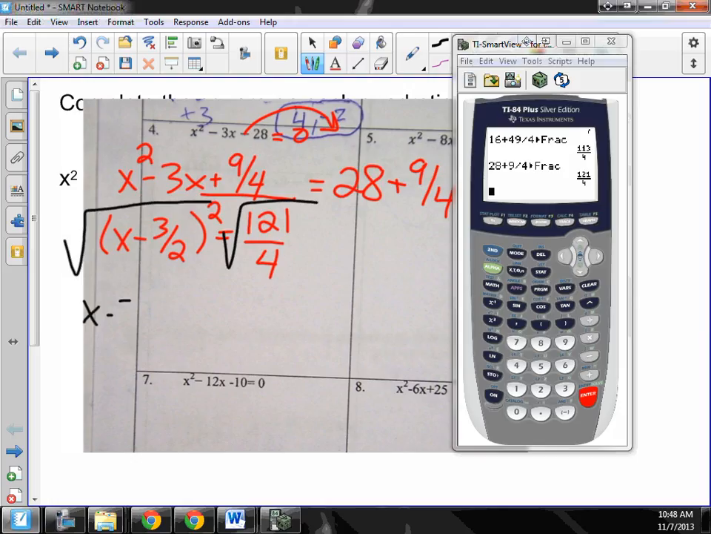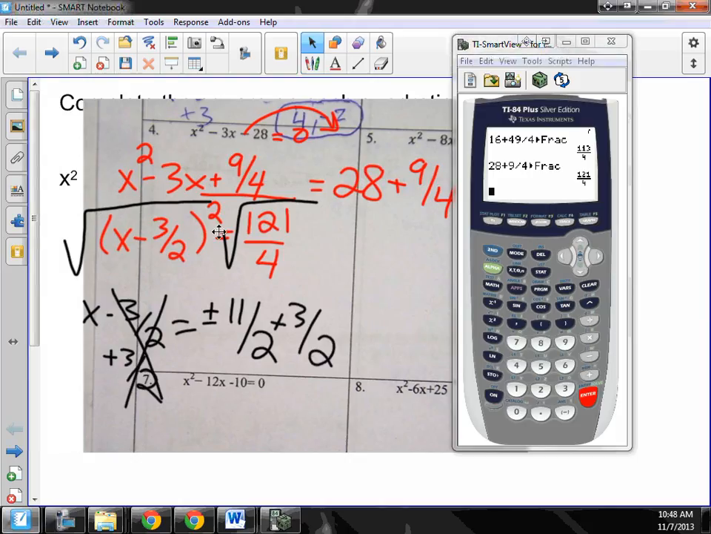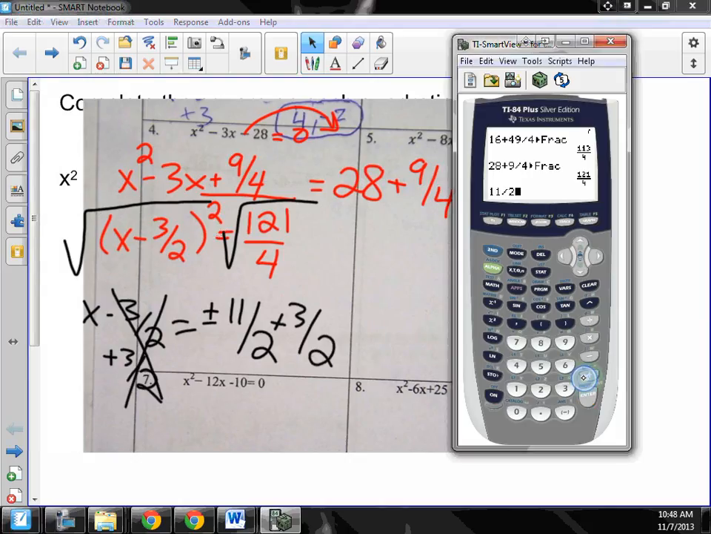x minus 3 over 2 equals, what's the square root of 121? 11, and the square root of 4 is 2, so this is plus or minus 11 over 2. So I add 3 over 2 to the other side. My first answer is just 11 over 2 plus 3 over 2, which is 7. My second answer is negative 11 over 2 plus 3 over 2, which is going to be negative 4. So this graph crosses the x-axis at 7 and at negative 4.